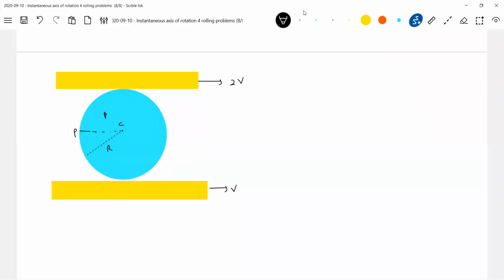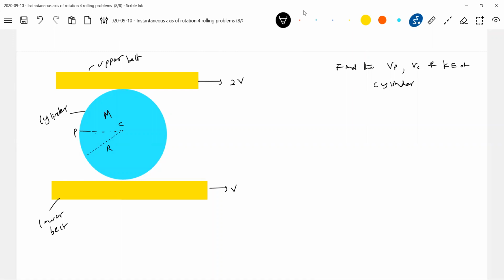And this rigid body, it's a cylinder. Let me take a cylinder. And what is this? This is the upper belt. This is the lower belt. I want the velocity of point P, the velocity of the center of mass, and the total kinetic energy of the cylinder. Find VP, VC, and the kinetic energy of the cylinder, where it is rolling between the upper and lower belts.